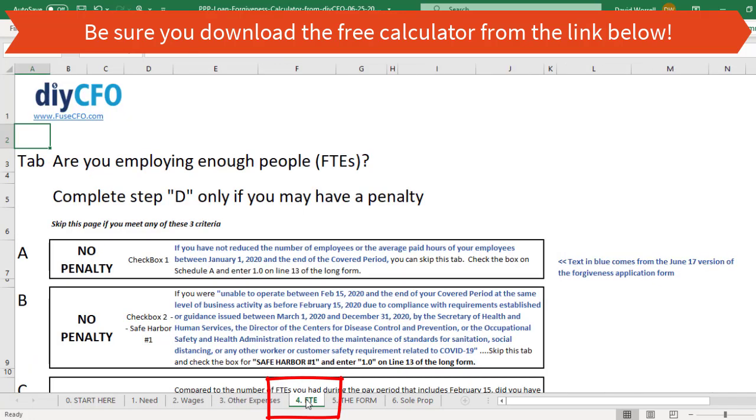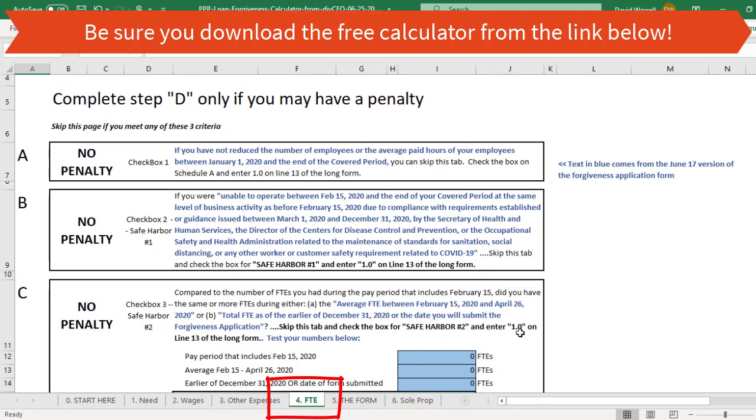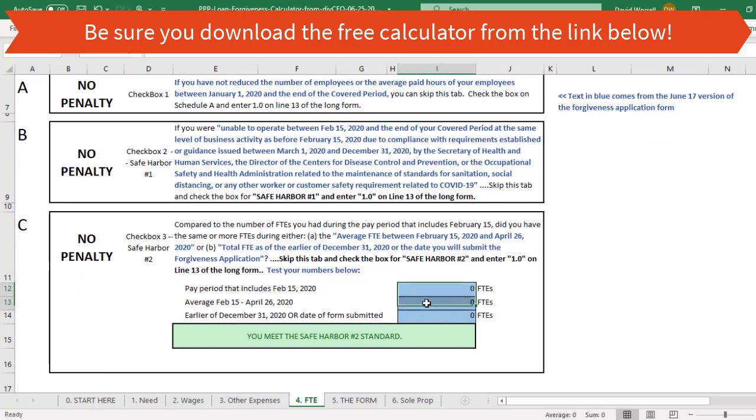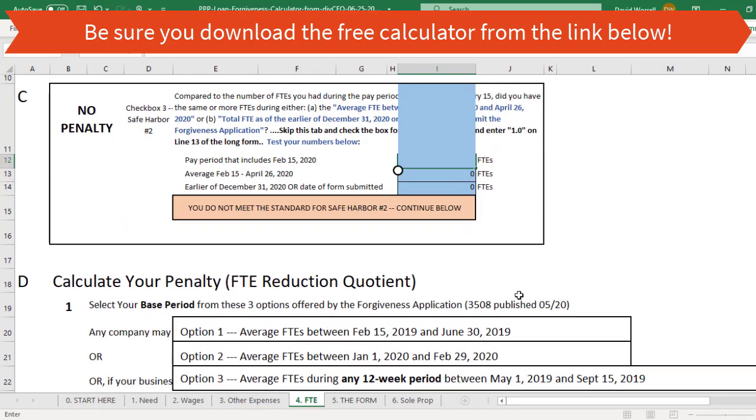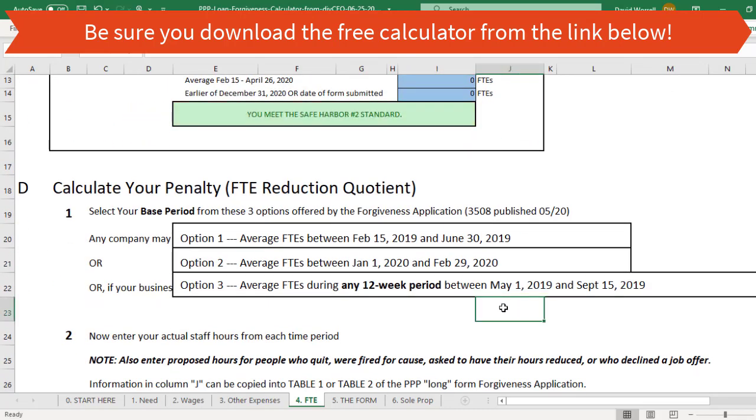You can go on to the FTE, that's the full-time equivalent employee page. And keep in mind, this is the headcount page. There's 3 ways to avoid filling out this part of the form altogether. And I've outlined those for you as well as giving you a little calculator with a green and red box on there to tell you whether you are qualifying for the safe harbor or not. So that's very handy. And then as you scroll down, you will have finally a chance to calculate the FTE penalty if you have one.